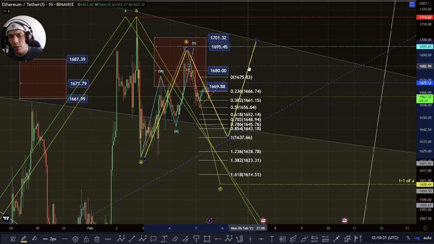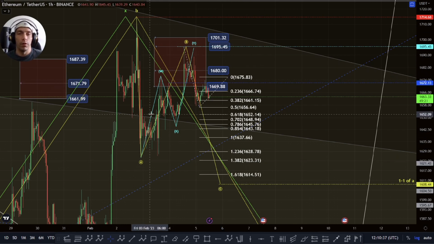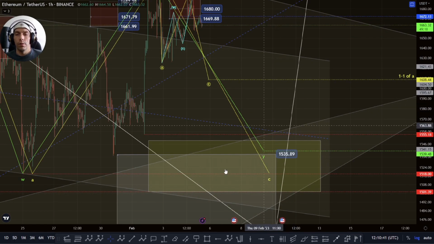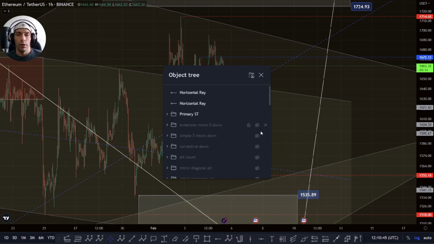So if we're looking at this as a 3-wave move, this could start to get more choppy within here, where we actually break down, move up, and then actually look to sort of progress in that manner. The alternative is that we could be forming this C wave. So I'm going to actually just turn this off so that it is a little bit clearer.